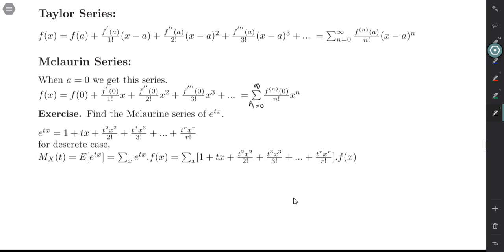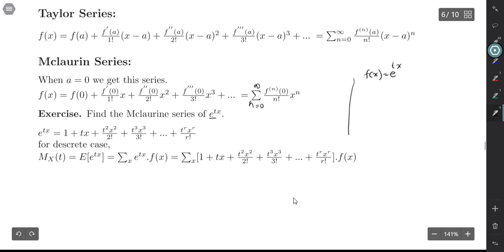Now let's try to find the Maclaurin series of the function e to the tx. Our function f(x) is now e to the tx. The first expression we have is f evaluated at 0. If you substitute x with 0, you get e to the power t times 0, which is e to the 0, which is 1.